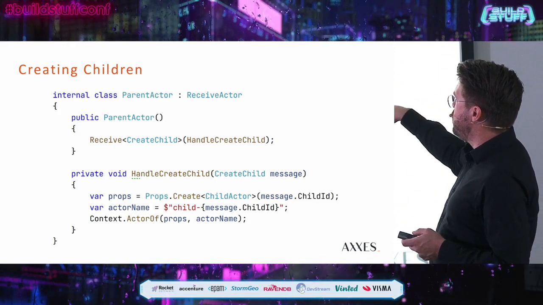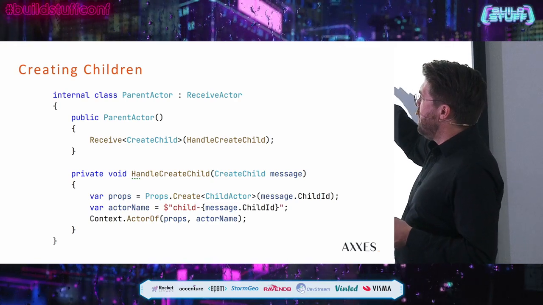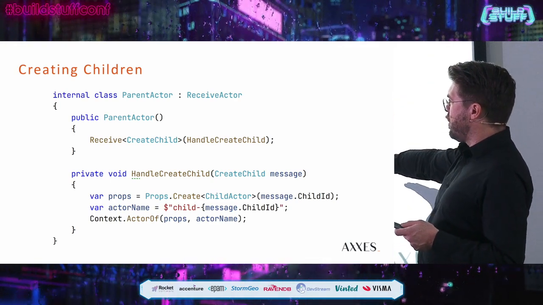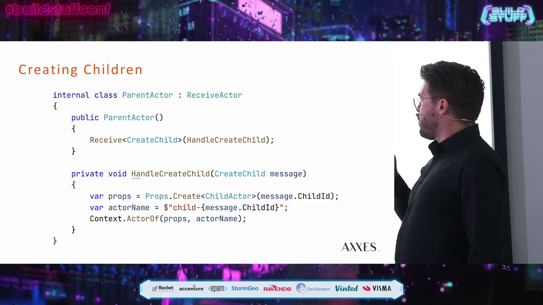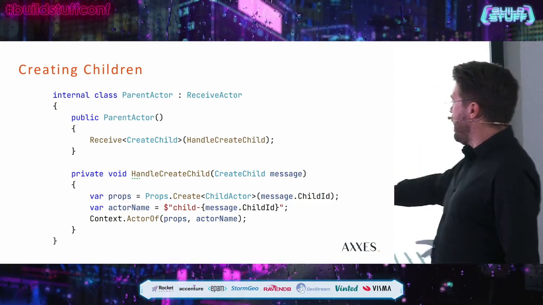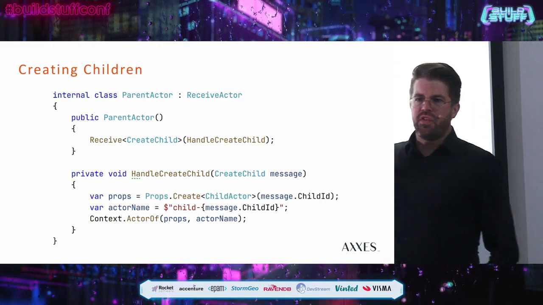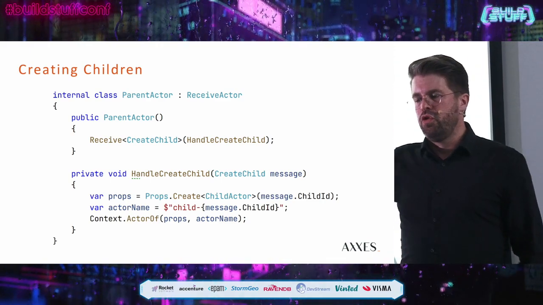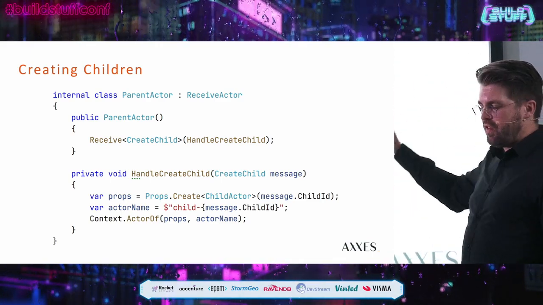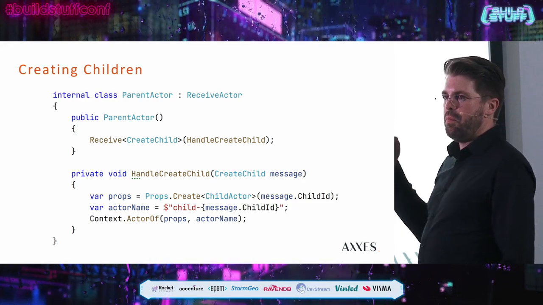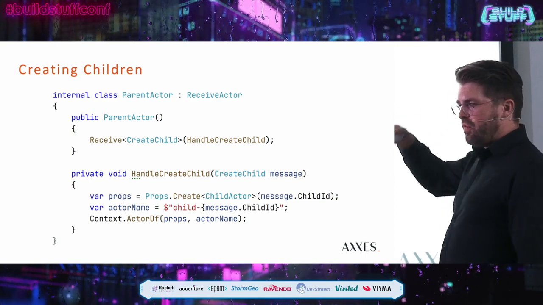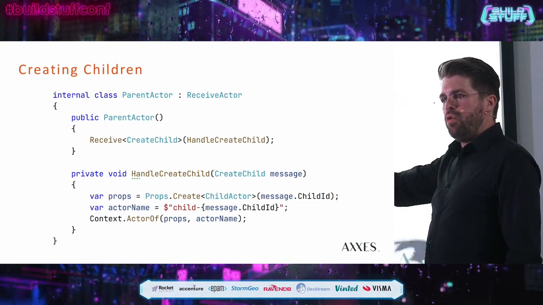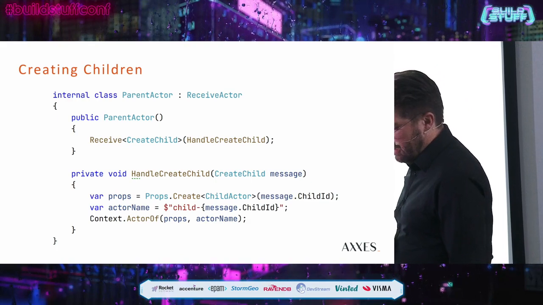Now, if this create child message comes in, and we actually want to do something with this, we can do a context.actorOf, and context is what is going to create a child to this current actor, right? Context has a lot of stuff in it, like the sender of the message and things like that. But if you call context.actorOf, that is going to go further down your hierarchy in a tree.